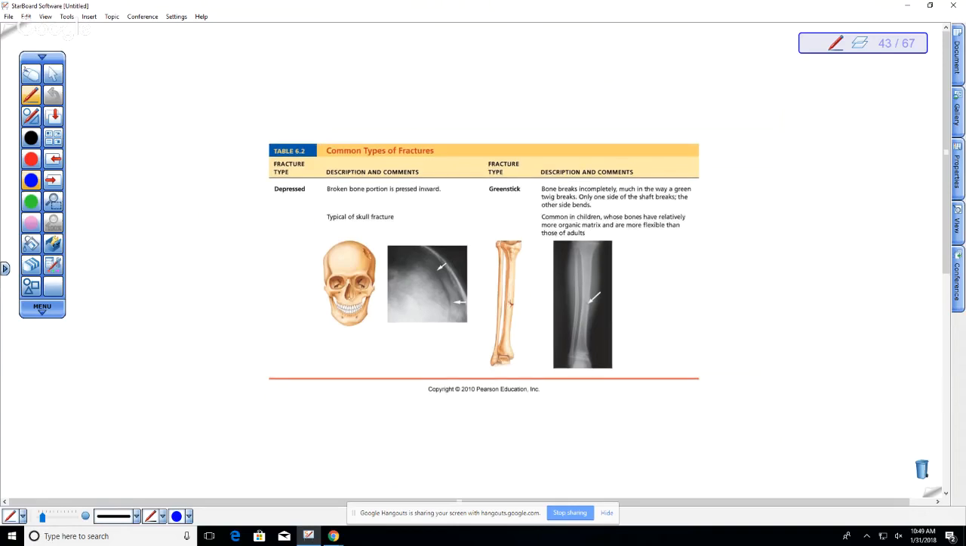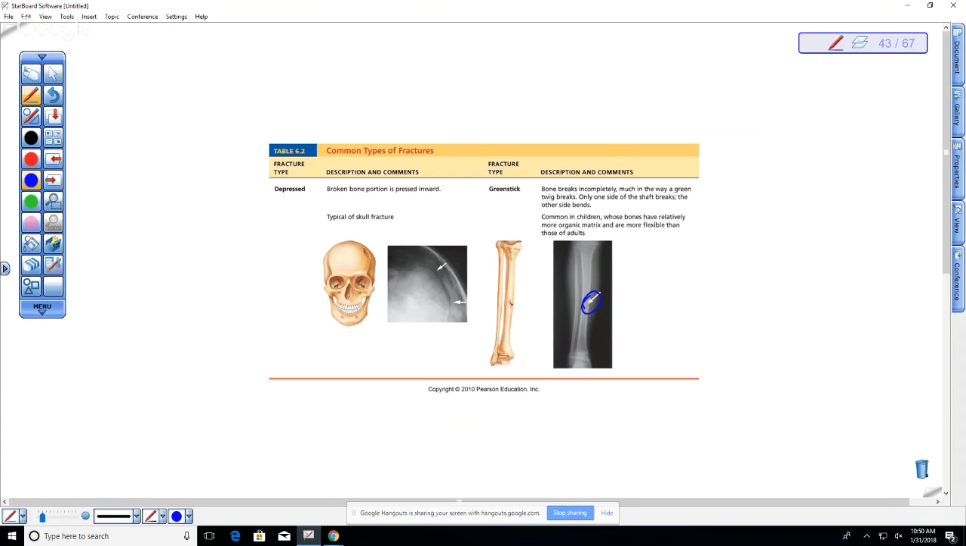This is what is called a greenstick fracture, and this is very common in children. Children have more of the collagen matrix and less mineralized matrix, so their bones are not as brittle as older people's, and so they get what would just be like a little wrinkle in the surface of the bone.